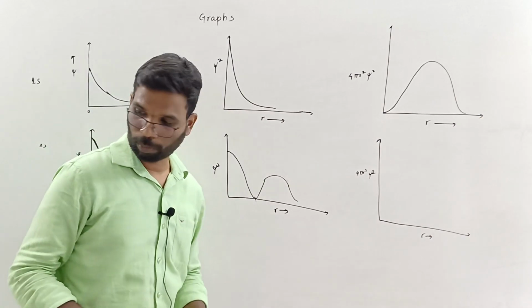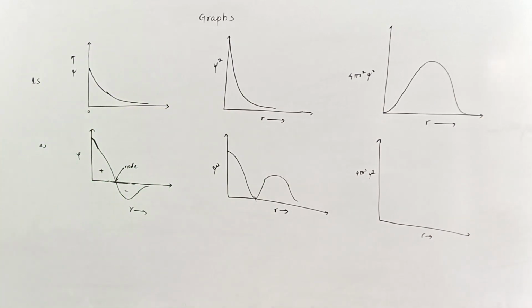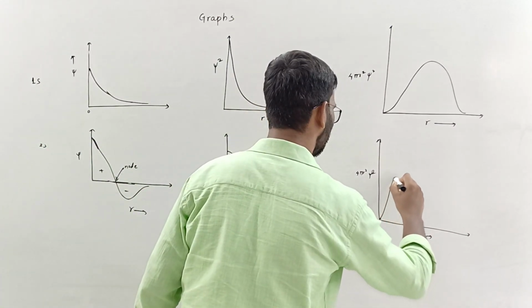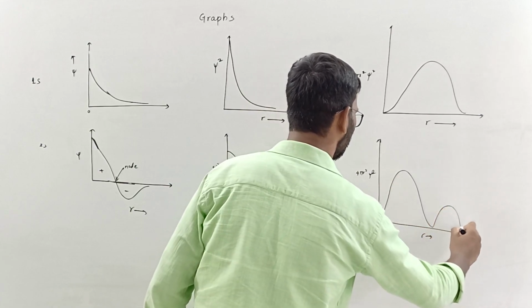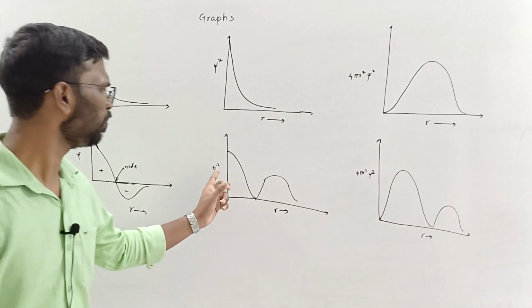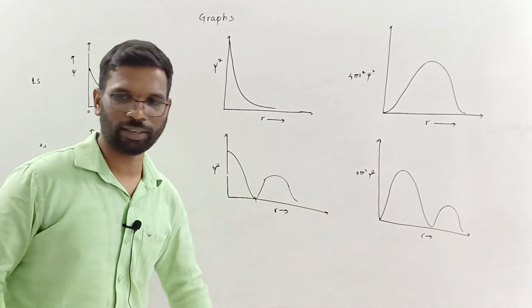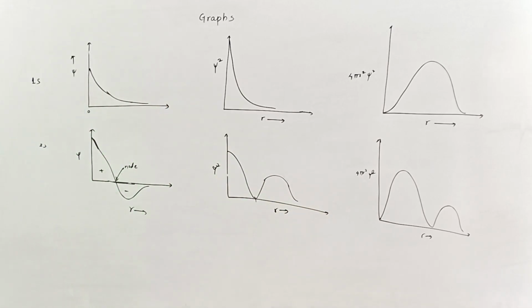And for 4 pi r square psi square for the 2s orbital, it will be this way. Okay, this is the thing you have to remember. See, both these graphs will be kind of not exactly opposite. Here this is maximum, here it is 0. This is with respect to the 2s orbital.